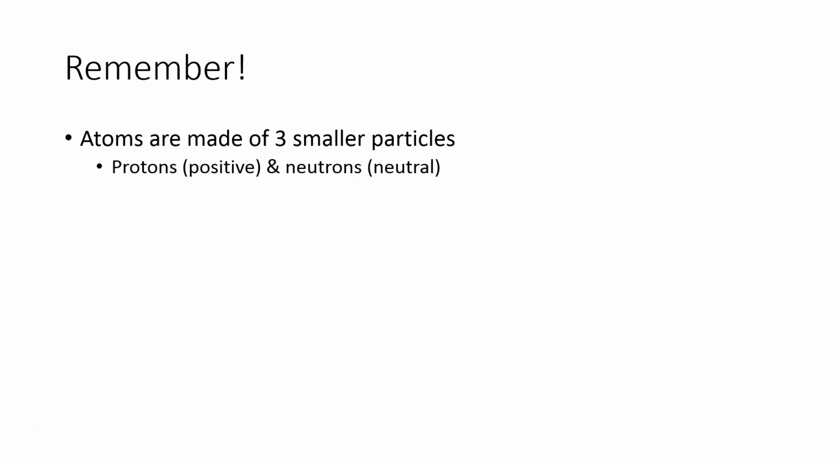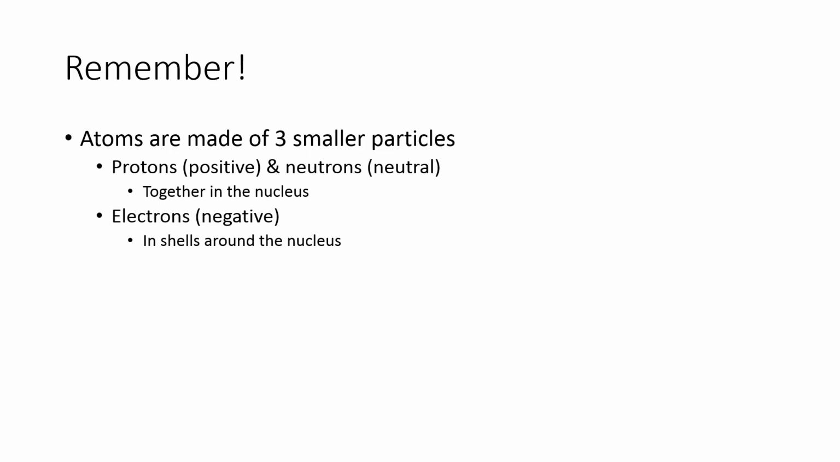So, as a revision, please remember that atoms are made of three smaller particles. Protons, which are positive, and neutrons, which are neutral, are found together, lumped up to build the nucleus, the two of them together, and that's found at the very center of the atom. Also, the third type of subatomic particle is called electrons, and those are negative. They are found in shells around the nucleus.